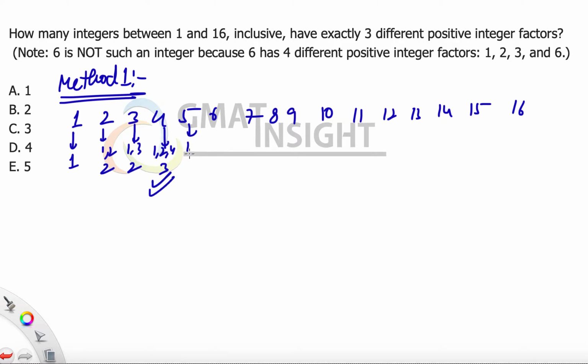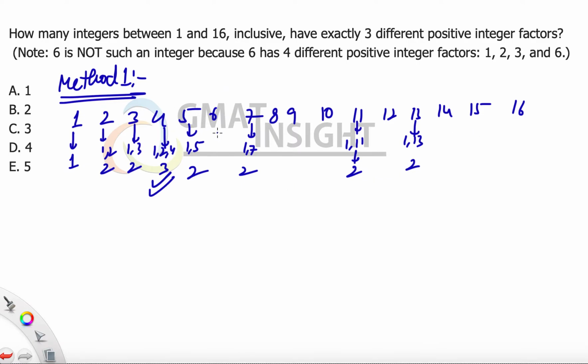5 has two factors, 1 and 5. In number properties, we understand that every prime number will have exactly two factors. So after 5, the next prime number is 7. They will have two factors each. 11, it will also have two factors. 13 will also have two factors. So they are straight away out.